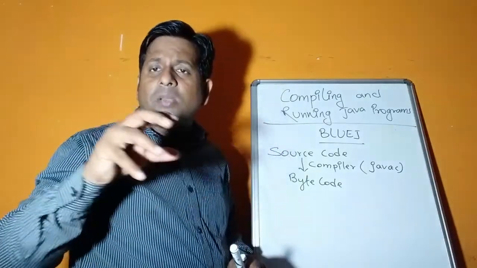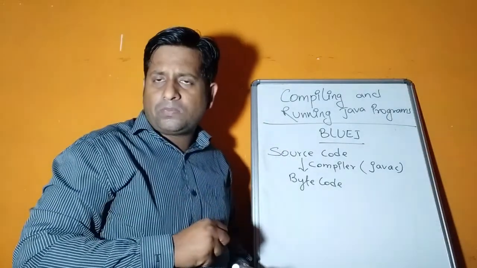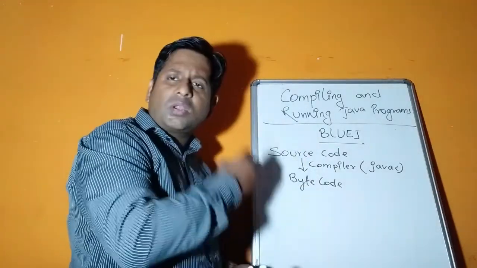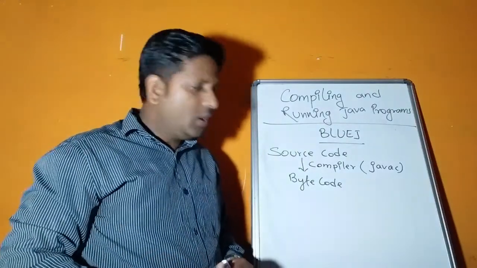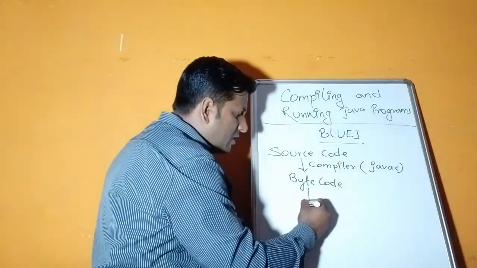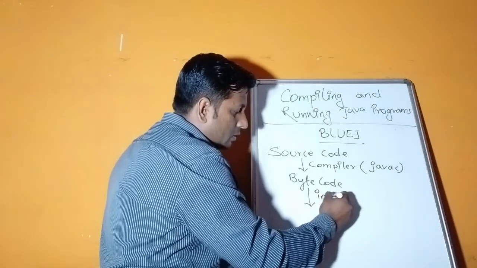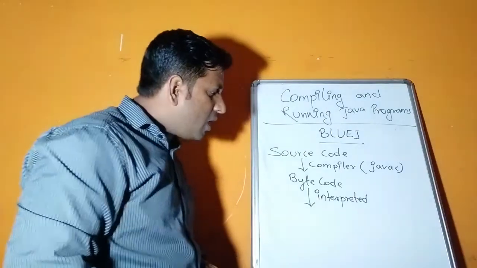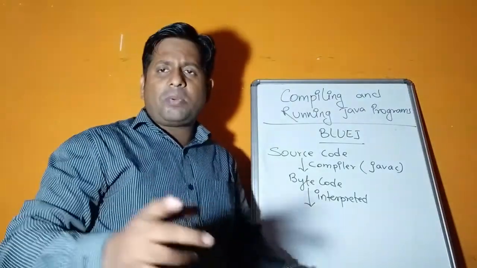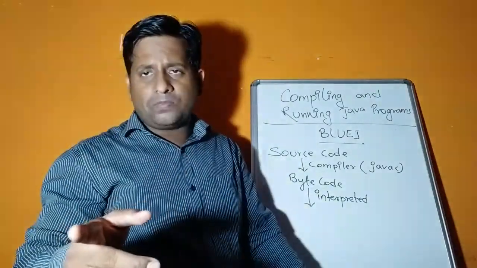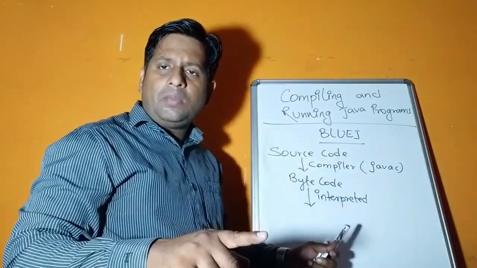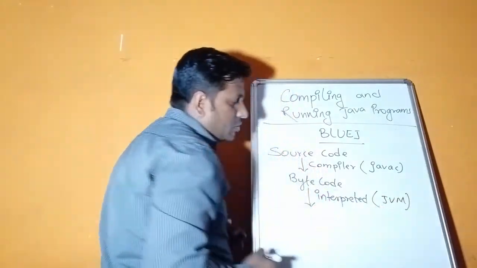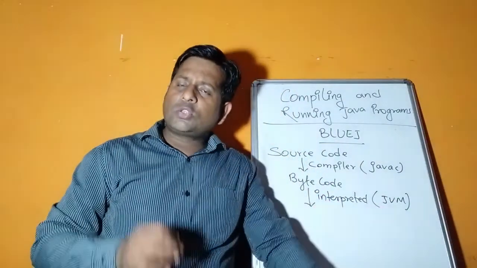One advantageous feature is there in Java, that is Java is a platform independent programming language. That is, Java has its own platform. It doesn't depend on the hardware configuration of our computer. So what happens, this bytecode is interpreted. That means there is an interpreter also. So Java supports both compiler as well as interpreter. The interpreter of Java is JVM, Java Virtual Machine.